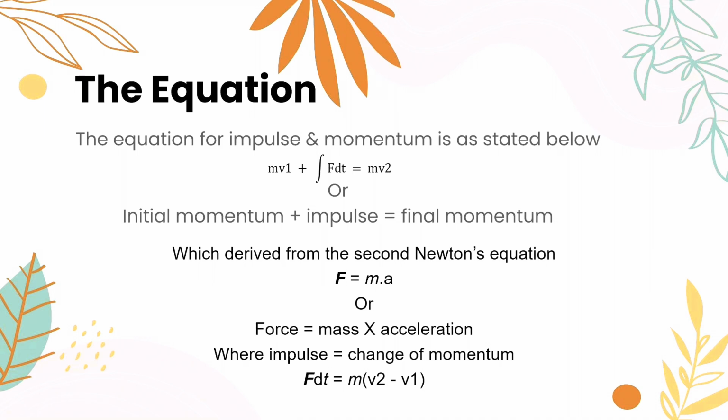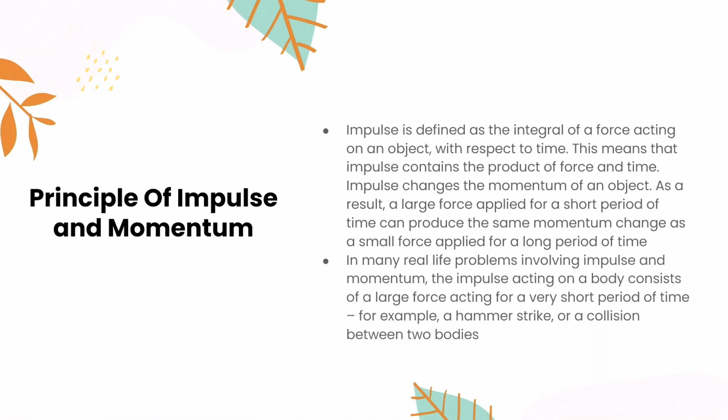the change of momentum. The basic principle of impulse and momentum is defined as the integral of a force acting on an object with respect to time. This means that impulse contains the product of force and time. Impulse changes the momentum of an object, and as a result, a large force applied for a short period of time can produce the same momentum change as a small force applied for a long period of time.